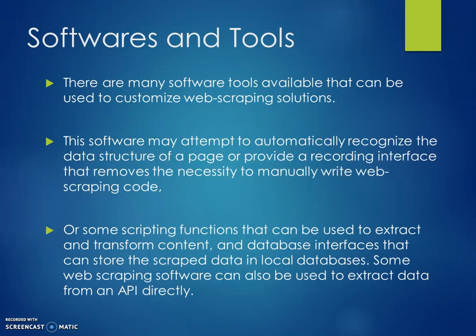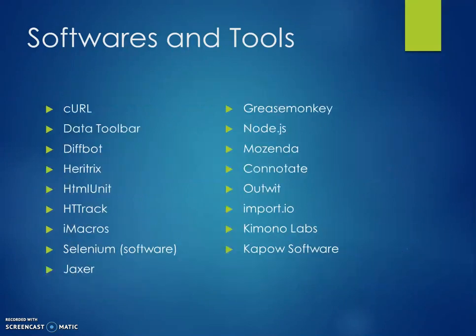There are many software and tools also involved in this process. The software may attempt to automatically recognize the data structure of a page or provide a recording interface that removes the necessity to manually write web scraping code. We do not need that. We extract data from an API directly. Many software and tools are used today. Some of them are listed here, which you can use.